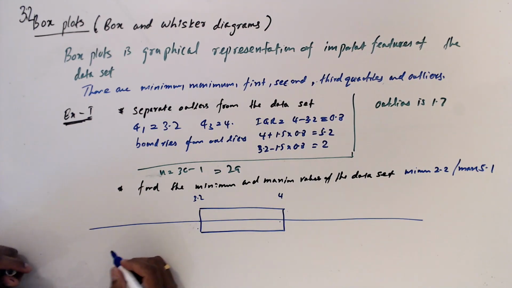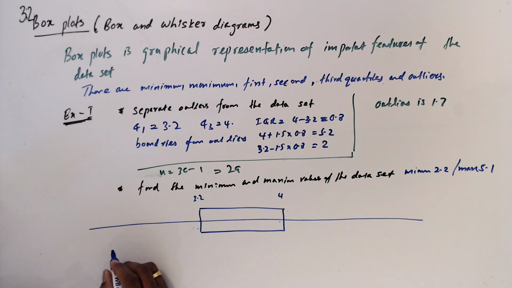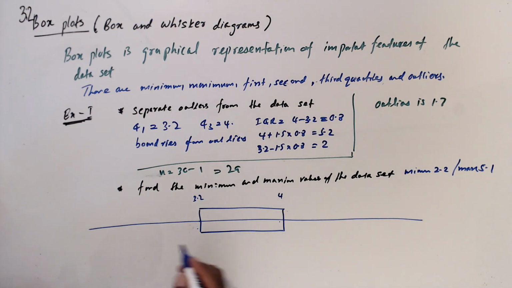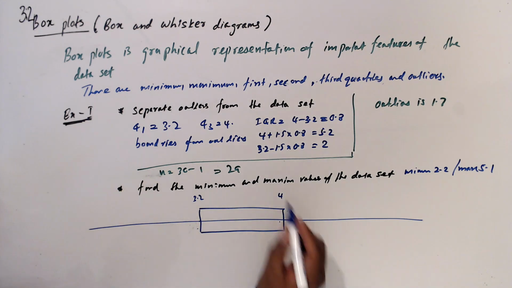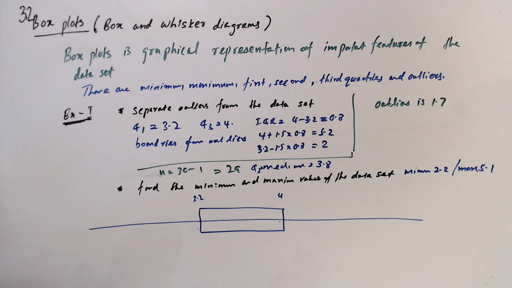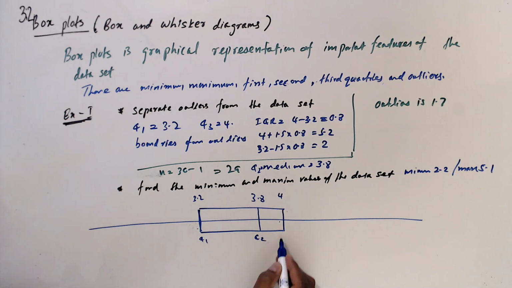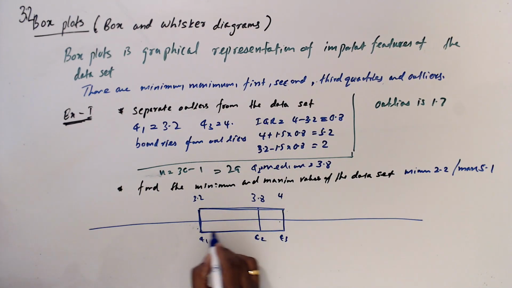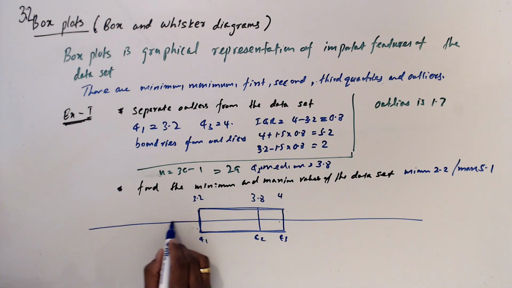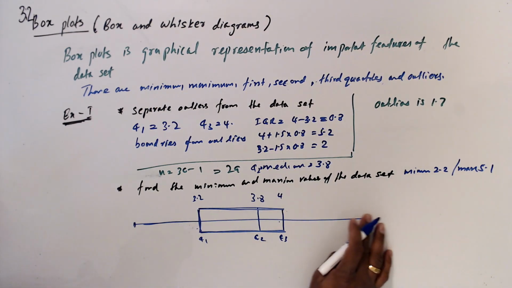Now we need the median. What is median? In this one, we found out Q2 equals 3.8. I'll write here median. The median is 3.8, which is Q2. Now we need to mark the median, 3.8. So this is the lower quartile Q1, this is Q2 median, and Q3. And then we complete the box. And then there are whiskers. One end is going to be the minimum value and the other end is going to be the maximum.